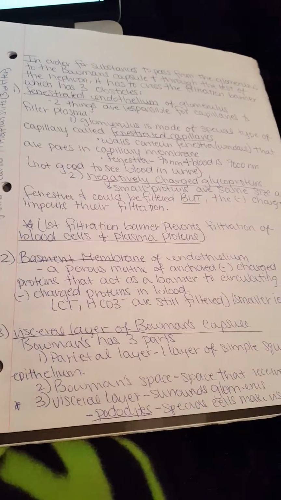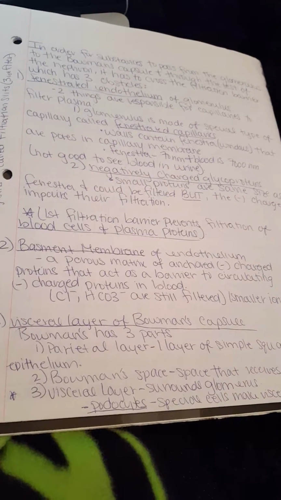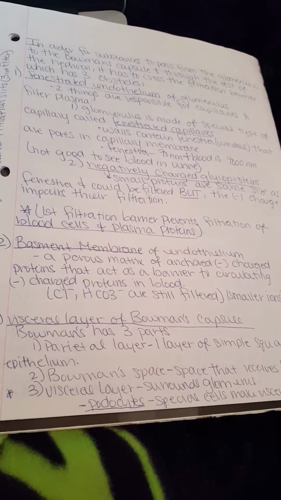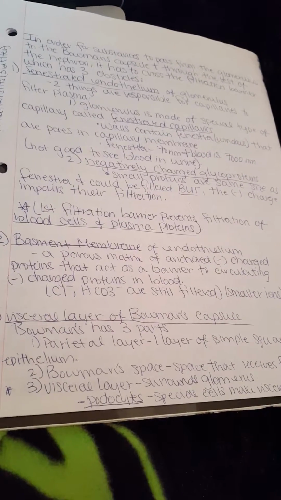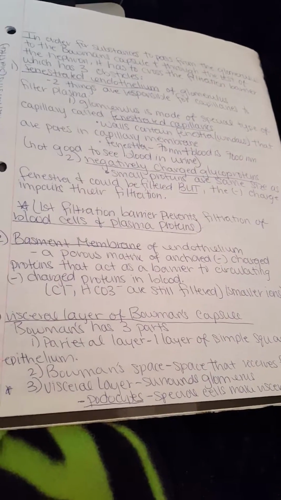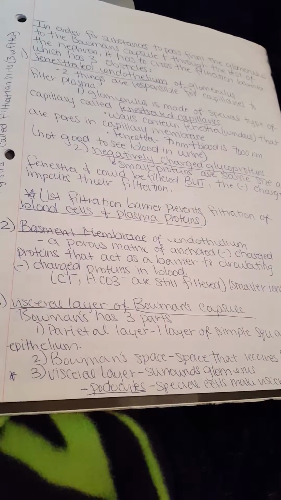The second obstacle, the basement membrane of the endothelium, is a matrix of anchored negatively charged proteins that act as a barrier to circulating negatively charged proteins in the blood. And then the third obstacle is the visceral layer of Bowman's capsule.